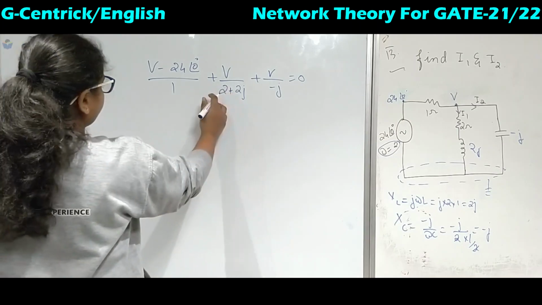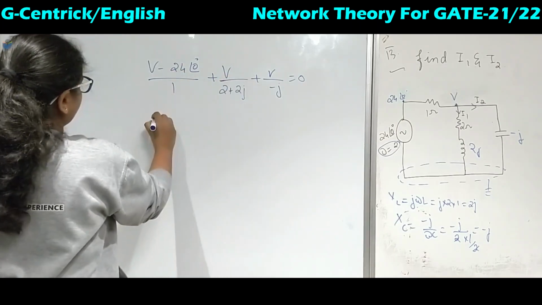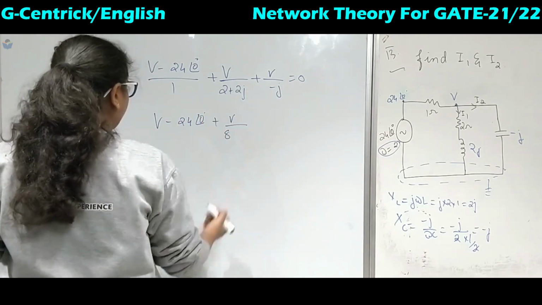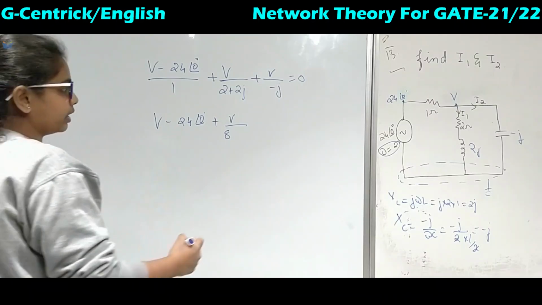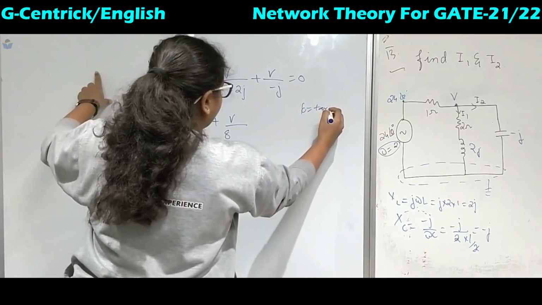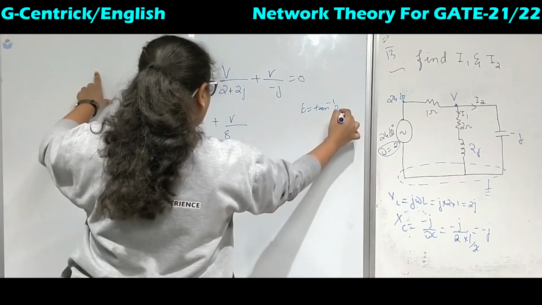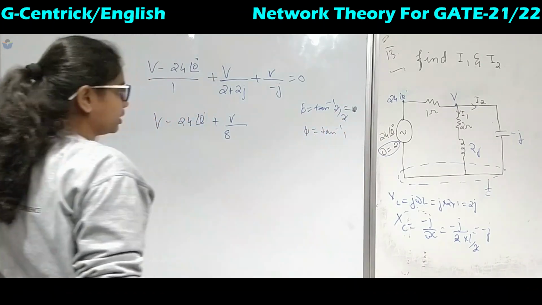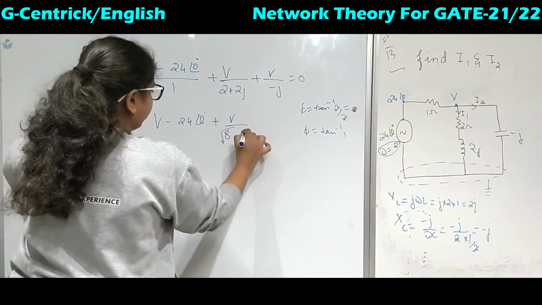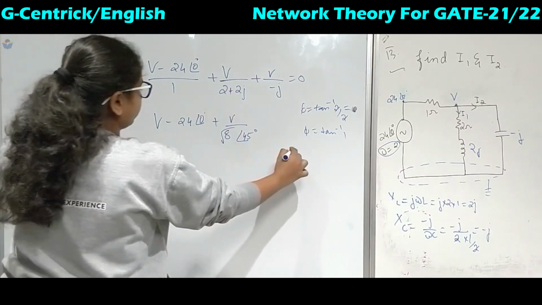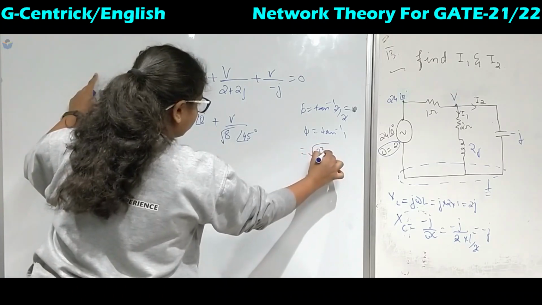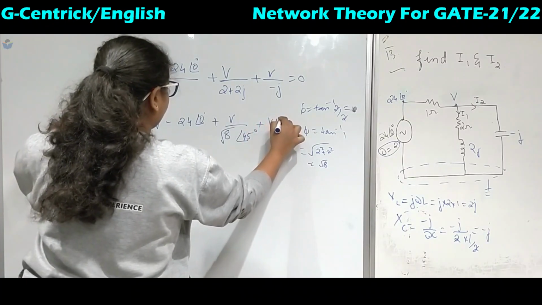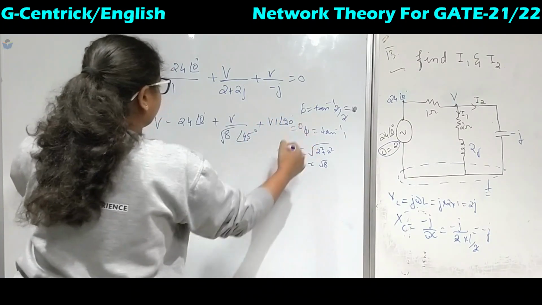Now solve it. The magnitude of this one: 2 square plus 2 square is 8, and how do you calculate the angle? Phi is equal to tan inverse of imaginary upon real, so phi is tan inverse 1. What is tan inverse 1? It is angle 45 degree. So this will be root 8. For this one, it is V times 1 angle plus 90 degree, which is equal to 0.